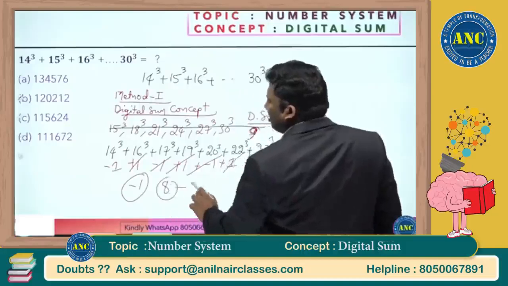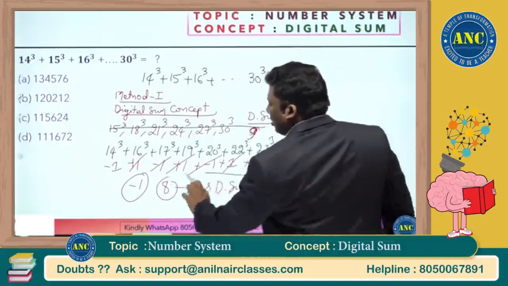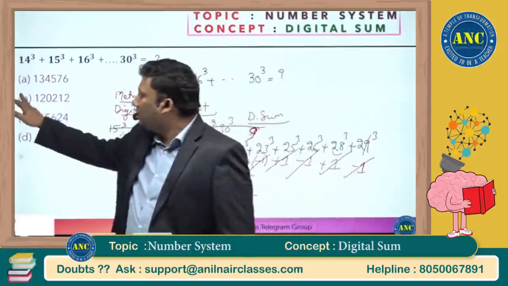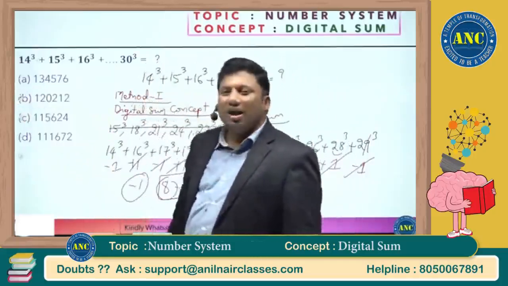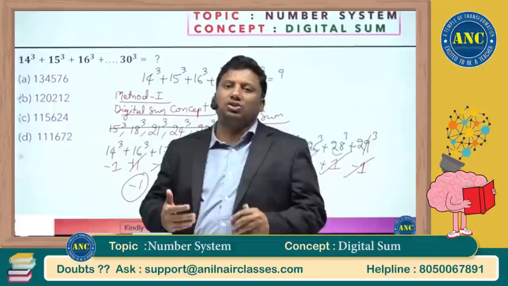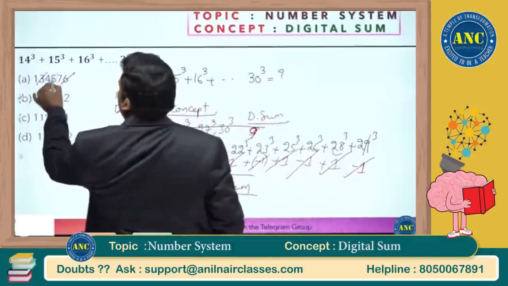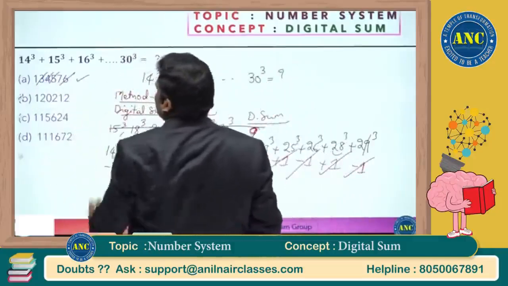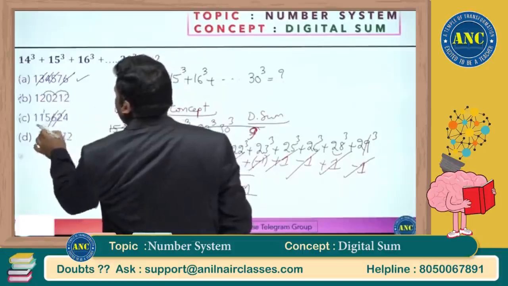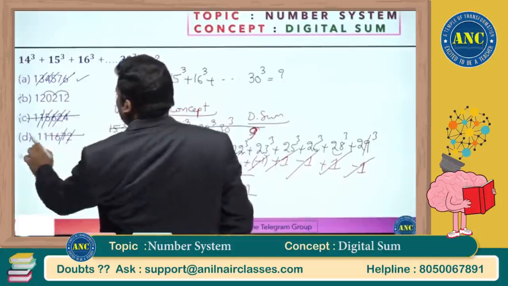That means the answer digital sum should be 8. Let me check which answer digital sum is 8. One by one we'll go. These are all some easy questions. In our class, the more and more variety of questions you solve, the more and more understanding you will have. 6 plus 3 is 9. 5 plus 4 is 9. This one is 8, 2 plus 2 is 4, 6, 8. 6 plus 2 plus 1 is 9, 5 plus 4 is 9. It is not possible. 7 plus 2, it is not possible.